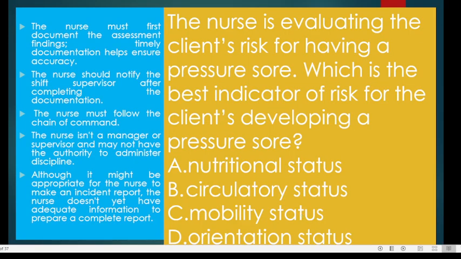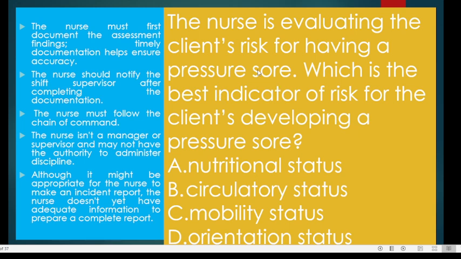The nurse must first document the assessment findings in a timely manner. Timely documentation helps ensure accuracy. The nurse should notify the shift supervisor after completing the documentation. The nurse must follow the chain of command. The nurse isn't a manager or a supervisor and may not have the authority to administer discipline. Although it might be appropriate for the nurse to make an incident report, the nurse does not have adequate information yet to prepare a report.